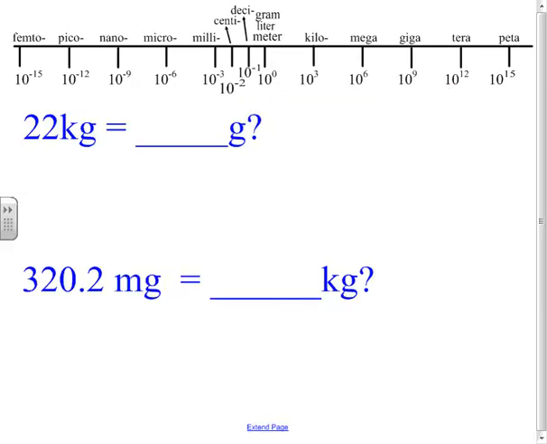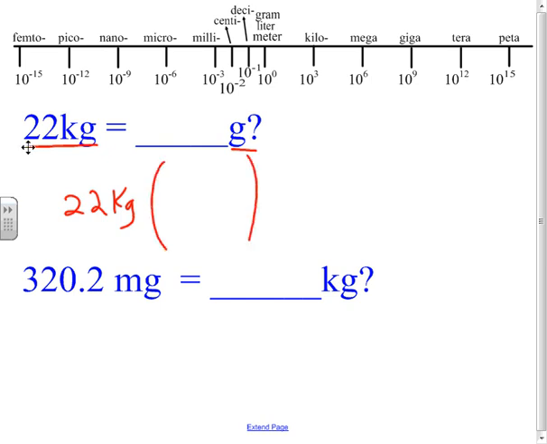We will use this dimensional analysis for conversion of units. And this is how dimensional analysis is going to work. If I want you to convert 22 kilograms to grams, you're always going to write down the unit that you're given and its numerical value. So we have 22 kilograms.